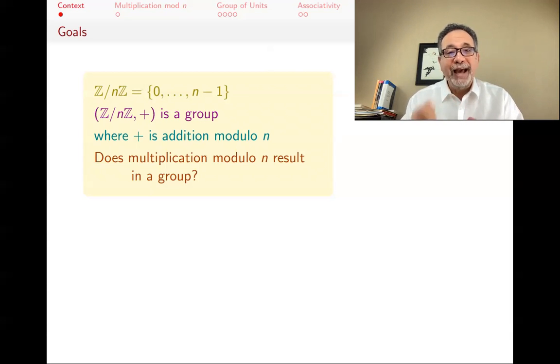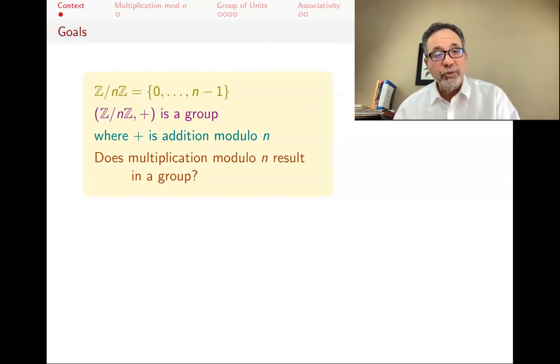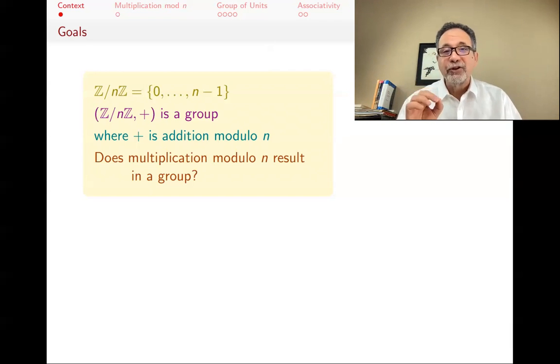If you take 1 and add it to itself, 1 plus 1 gives you 2, 1 plus 2 gives you 3, and eventually 1 plus n minus 1 gives you 0. It cycles back, which is why it's called a cyclic group. But the definition of a cyclic group is that it's generated by one element. And it's an abelian group. It's commutative. 3 plus 4 is the same as 4 plus 3.